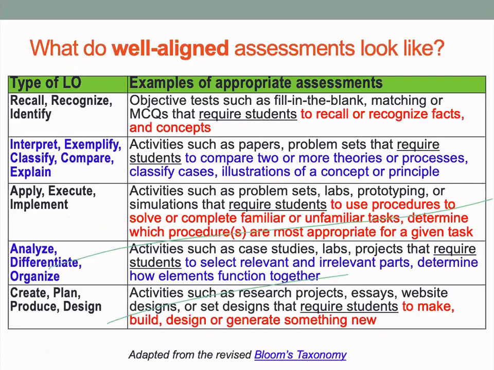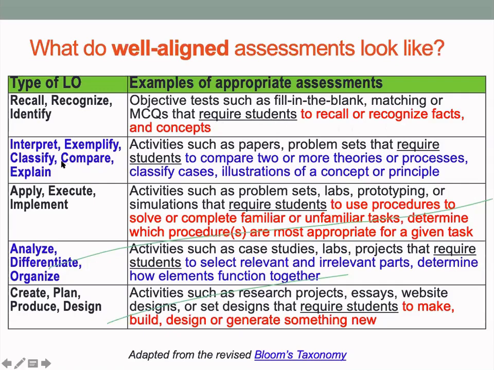So this is an example of well-aligned assessment. So from Bloom's taxonomy, say if the type of learning outcome is to recall or to recognize or to identify. For example, a good assessment is an objective test. An objective test can be fill in the blank or matching or MCQ test, which requires students to recall or recognize facts only. So the objective test, MCQ, is good.